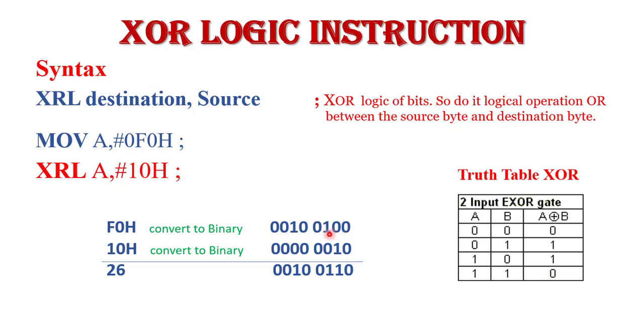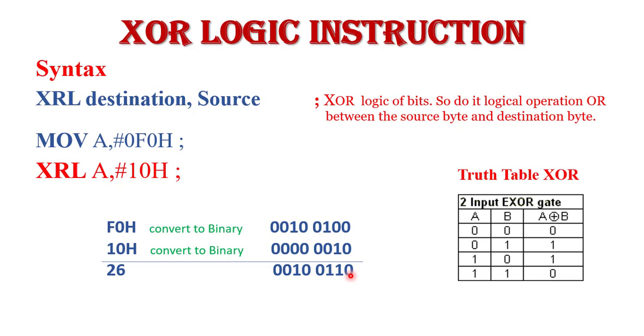So now we perform logical operation bitwise. 0, 0, input same, output 0. Input different, 0, 1, output 1. 1, 0, 1. 0, 0, input same, output 0. 0, 0, 0. 1, 0, 1. 0, 0, 0. 0, 0, 0. So this final result is stored in the accumulator register.